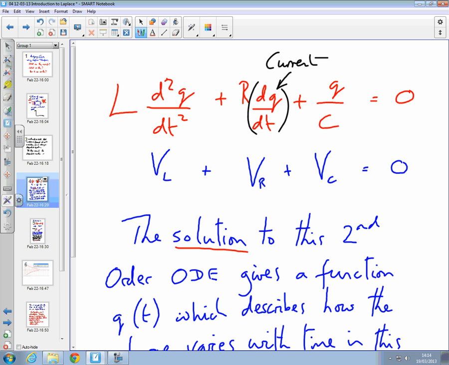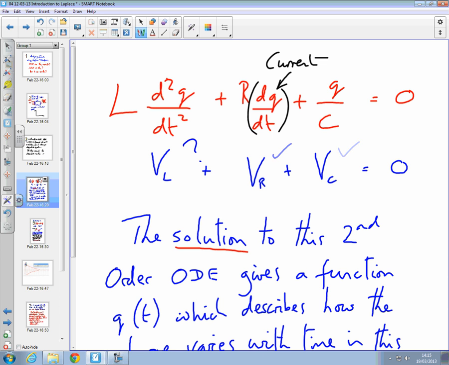This bit's okay, isn't it? Is the voltage across the capacitor given by the charge divided by the capacitance? What's the equation that's involved there? Do you know it? Q equals CV. Charge across the capacitor is capacitance times the voltage. So Q divided by C gives the voltage. So that's okay. And that's okay.